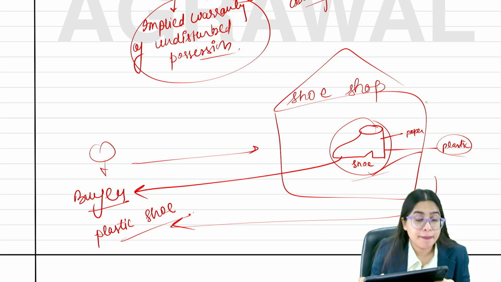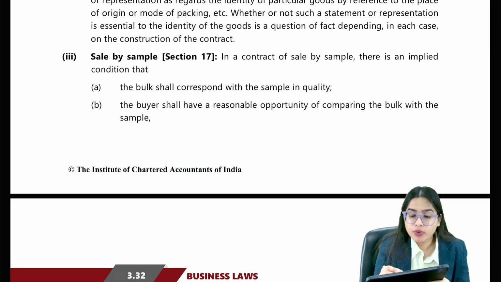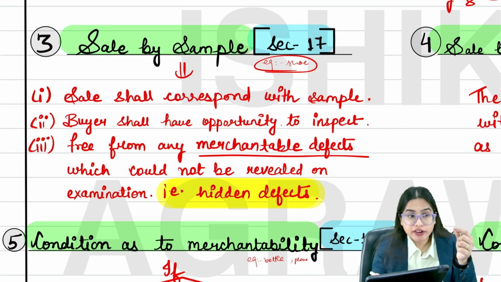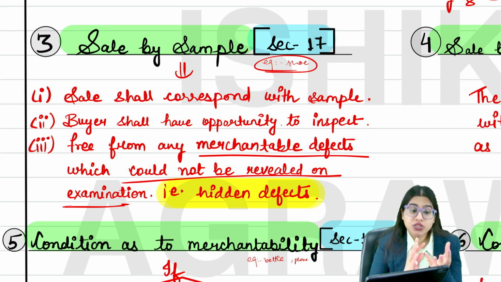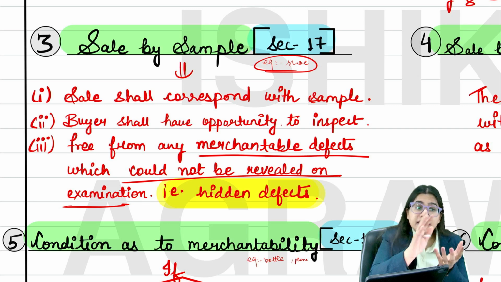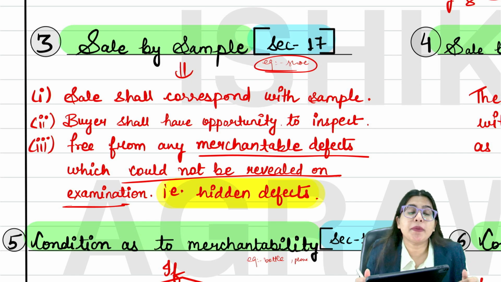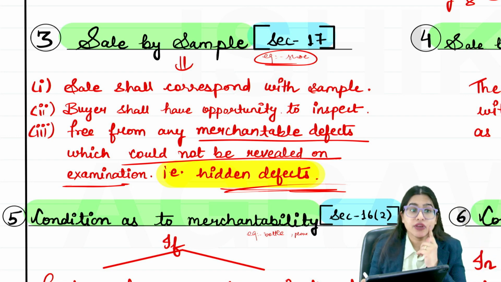Why? Because this is sale by sample, and in this case the sample was not accurate, or the goods were not according to the sample, number one. Secondly, there were merchantable defects, meaning manufacturing defects, which were not revealed on examination. The buyer did check the shoes, but even by examination he was not able to tell that this shoe is made of paper and not plastic. There were hidden defects, so there was no fault of the buyer.